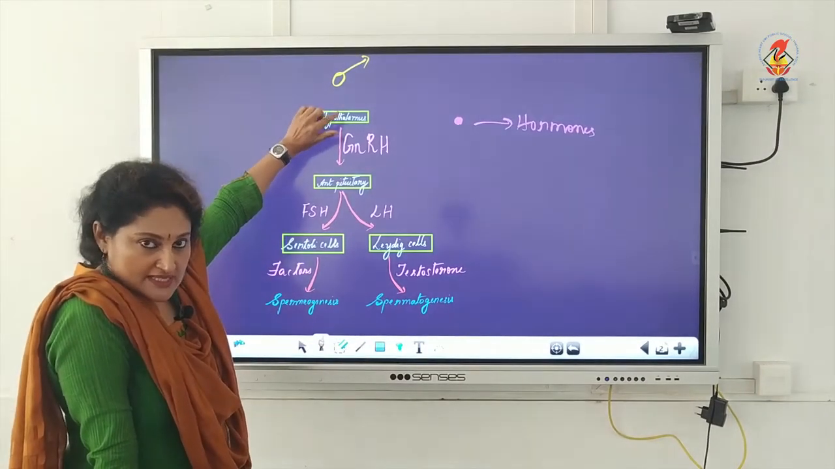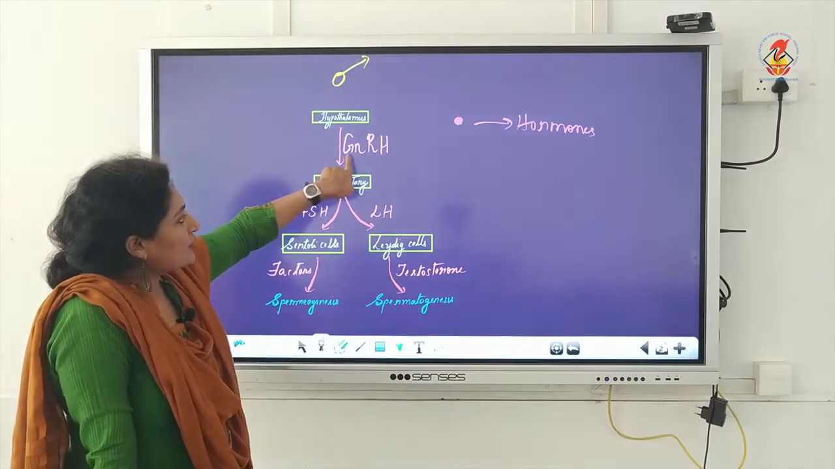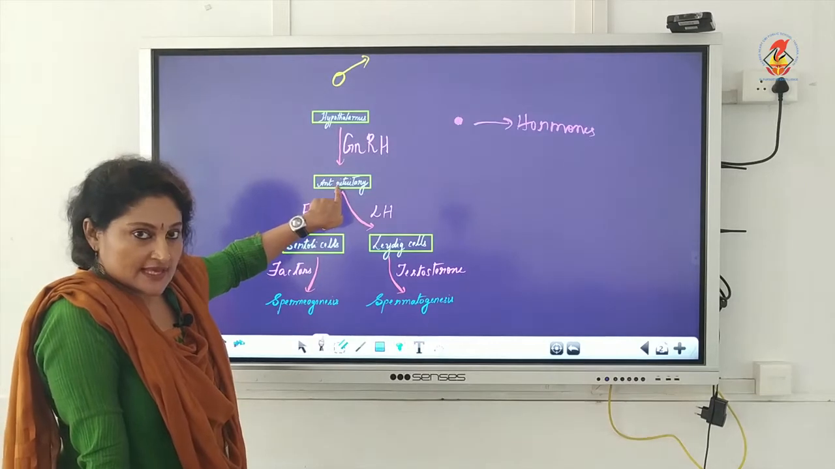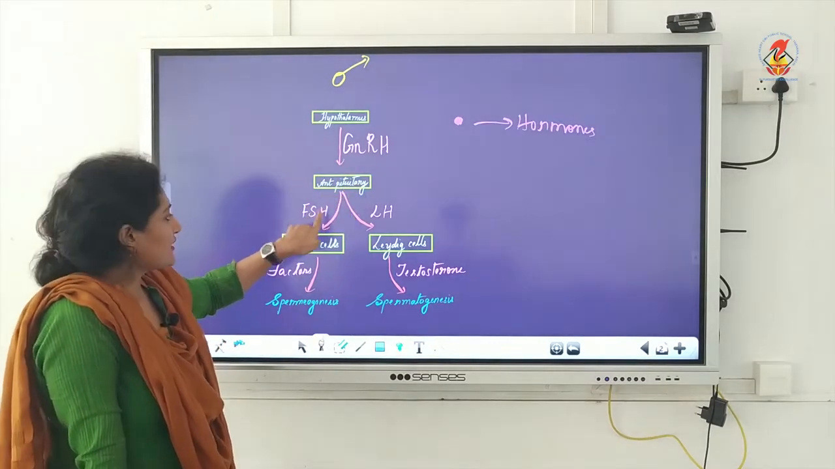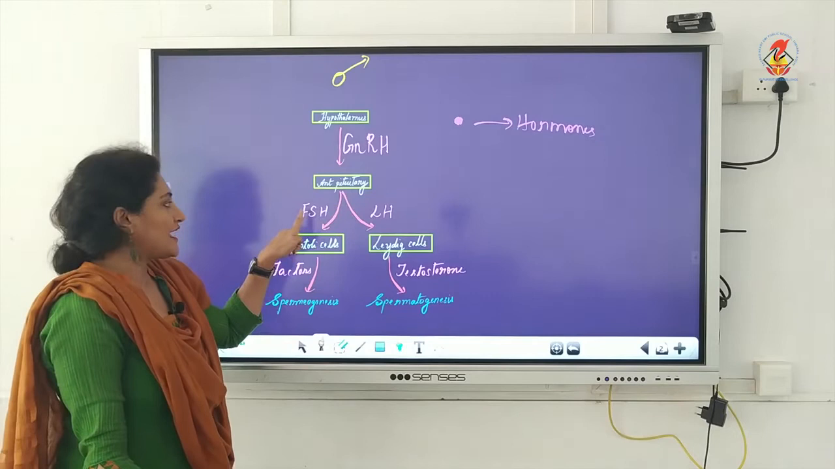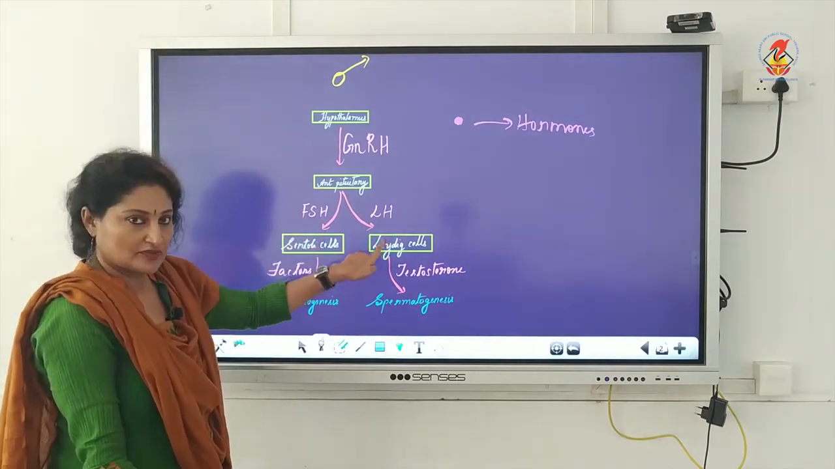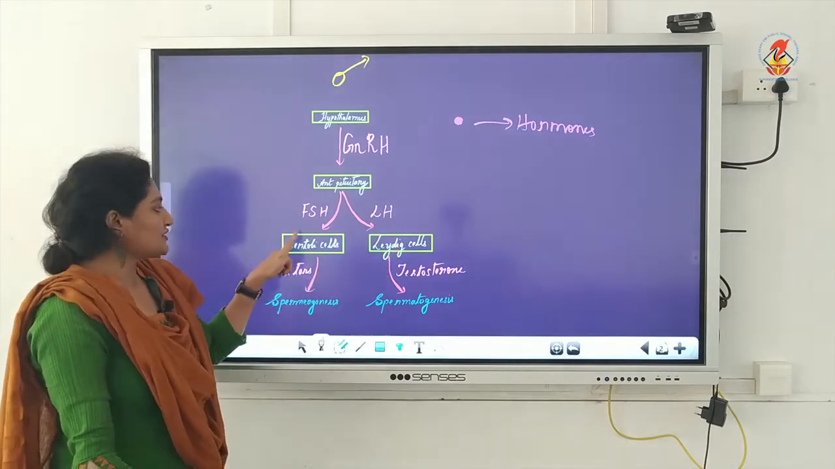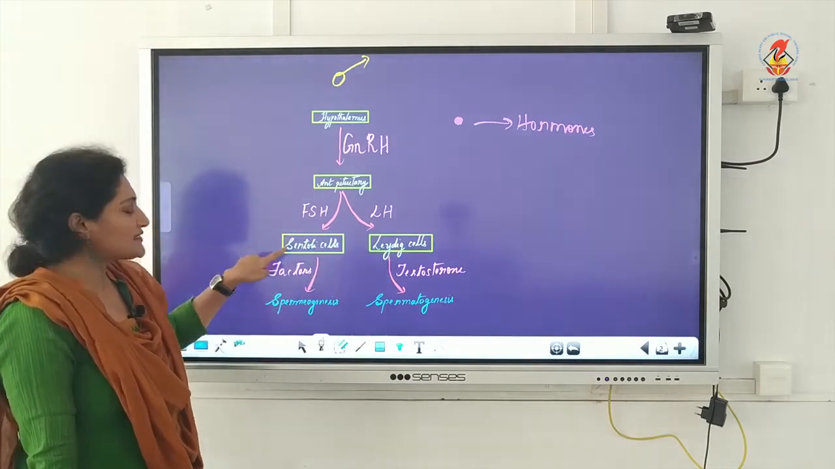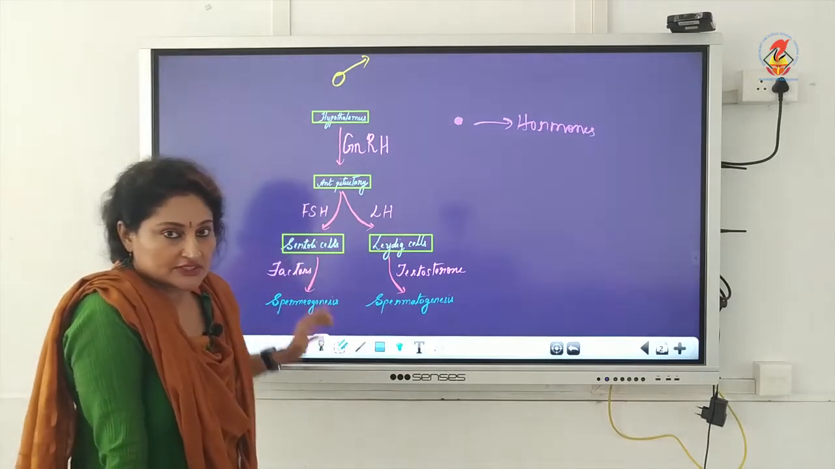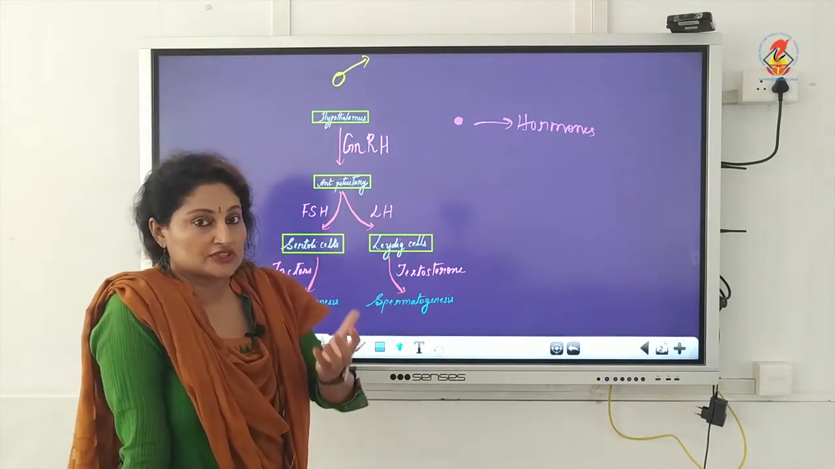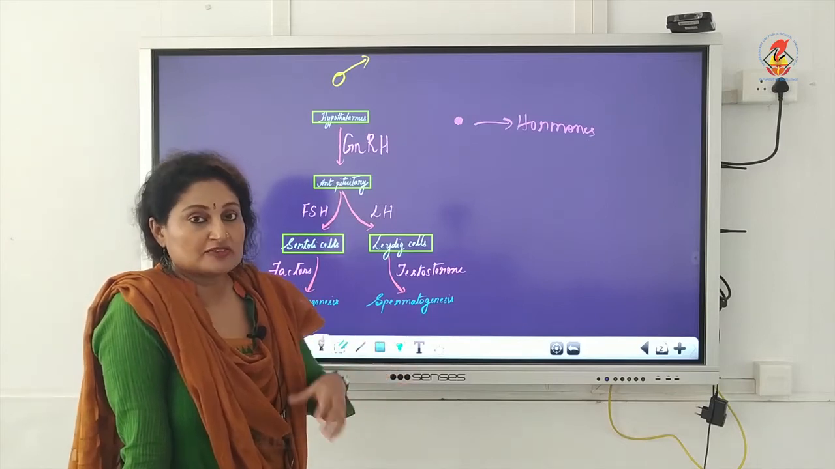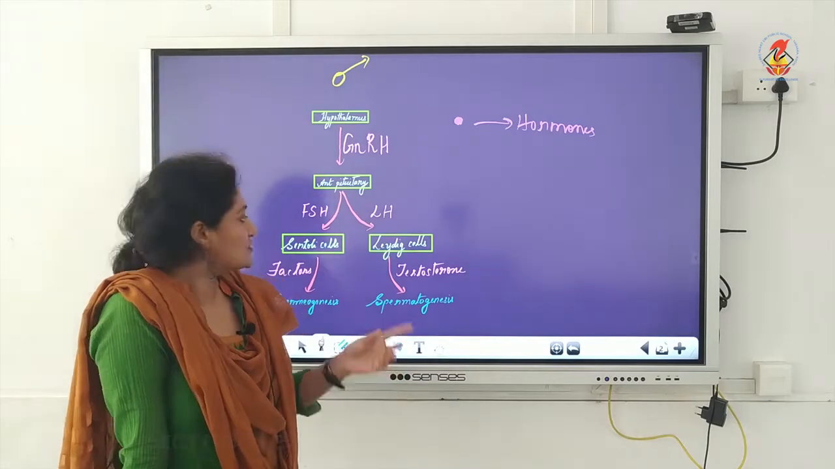The hypothalamus produces the gonadotropin releasing hormone, which stimulates the anterior pituitary to secrete 2 hormones, which are the FSH and LH, follicle stimulating hormone and luteinizing hormone. Now the follicle stimulating hormone stimulates the Sertoli cells. We have learned the cross section of the testis, and we know the location of the Sertoli cells. It is within the seminiferous tubule, and they are pyramid shaped, and the function is nourishment of the sperms.